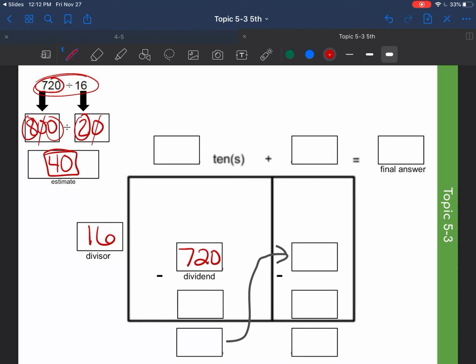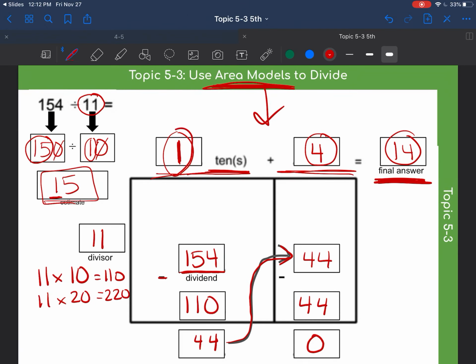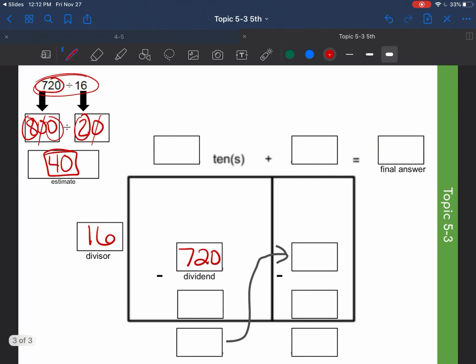Okay, now we estimated 40. So look at all of our other estimates. They all started with ones, so we would have 110. But this problem starts with a 4. So my guess is that probably it's not going to be 110 or 2 10s here. My guess is it's probably going to be either 3 10s or 4 10s because my estimate starts with a 4. So I wouldn't be putting a 1 or a 2 in this area, okay?